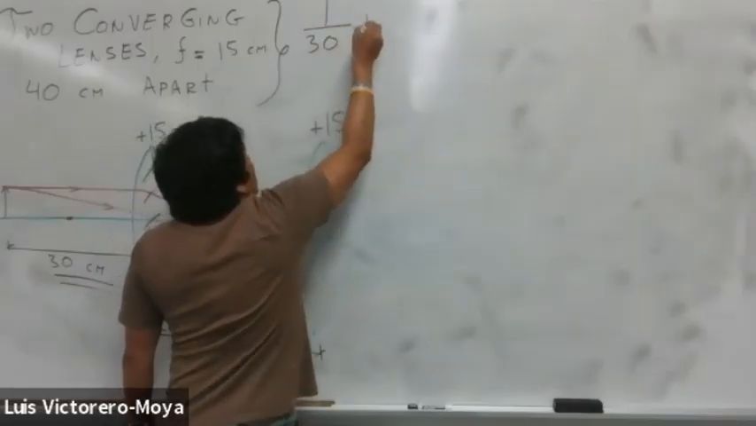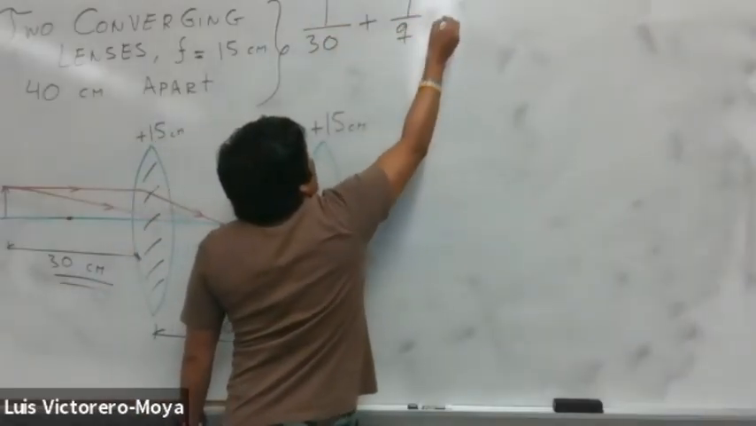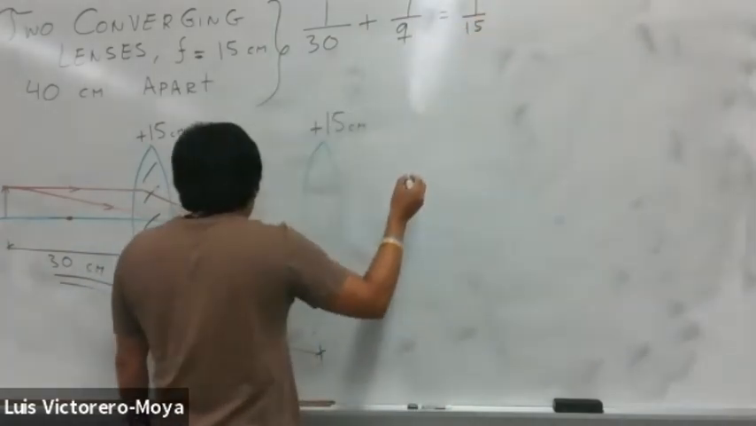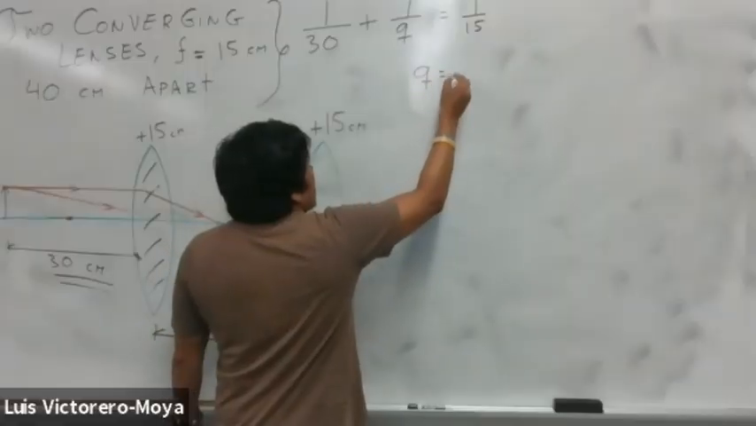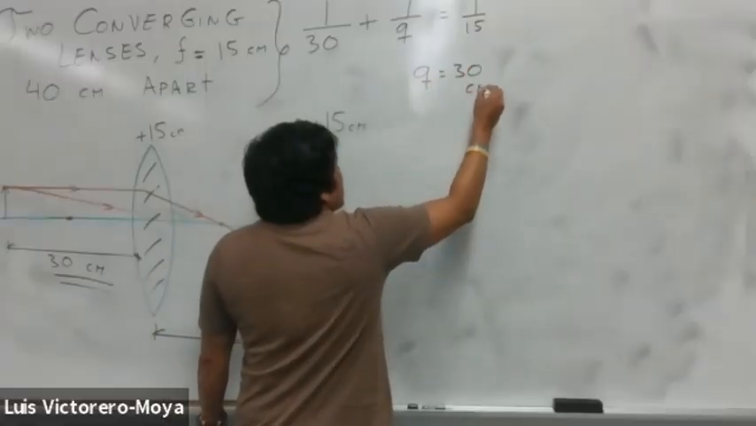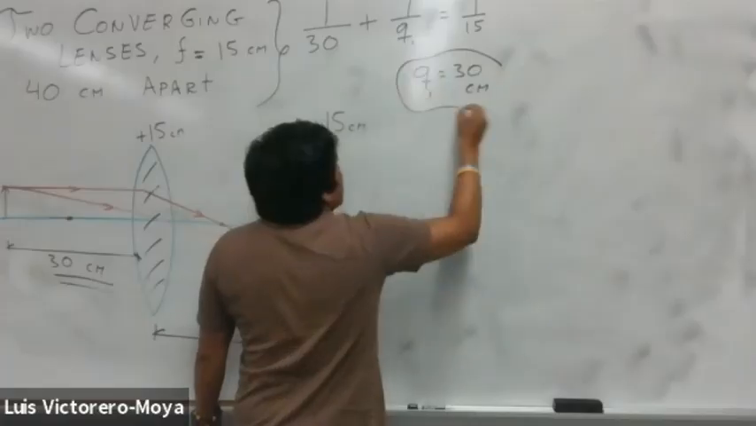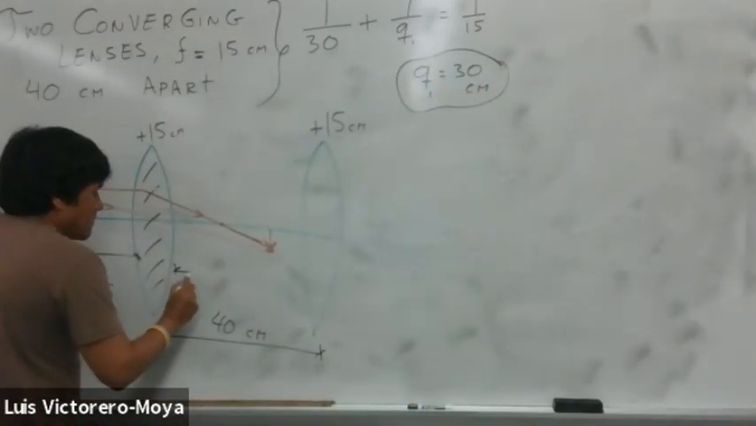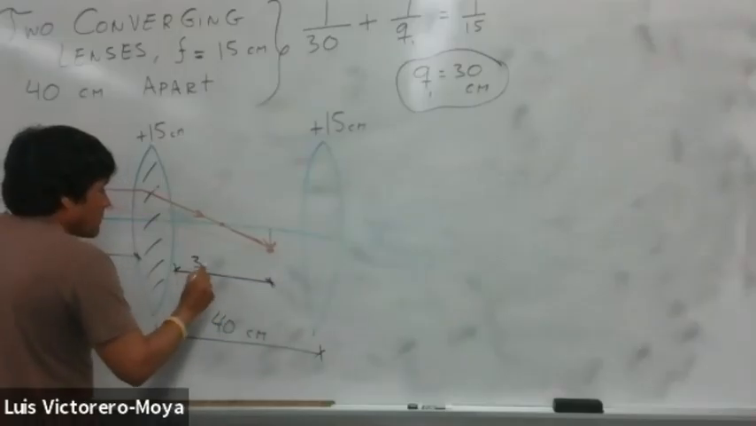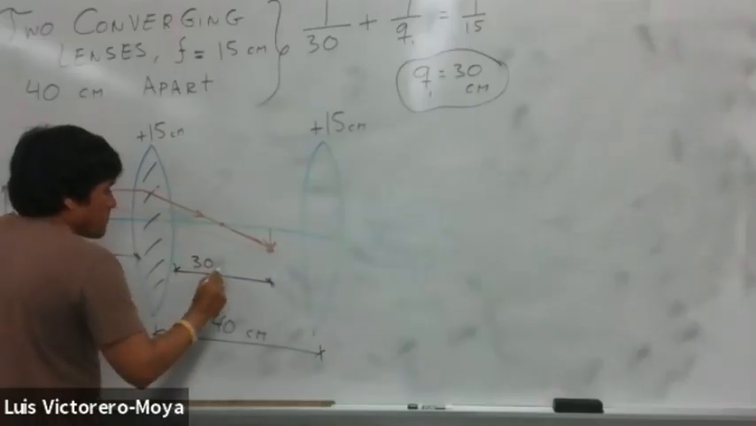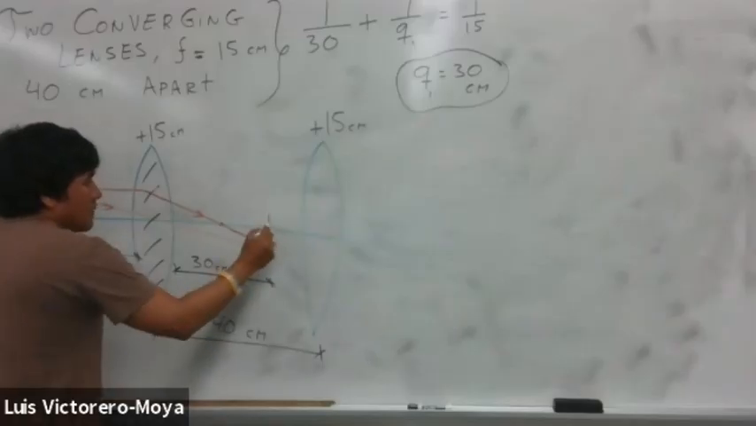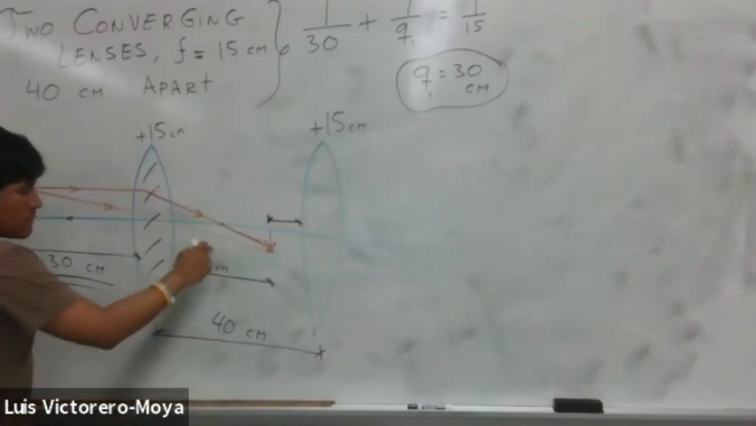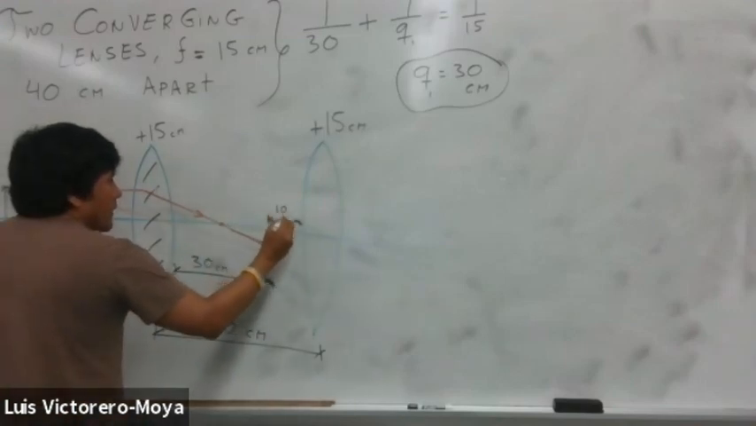1/30 plus 1/q equals 1/15. So q1 is 30. So this is 30. How much is this then? That's 40, 30. This is 10.